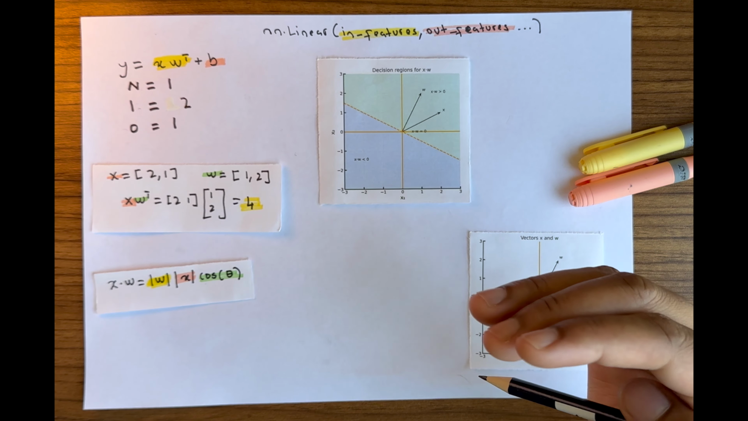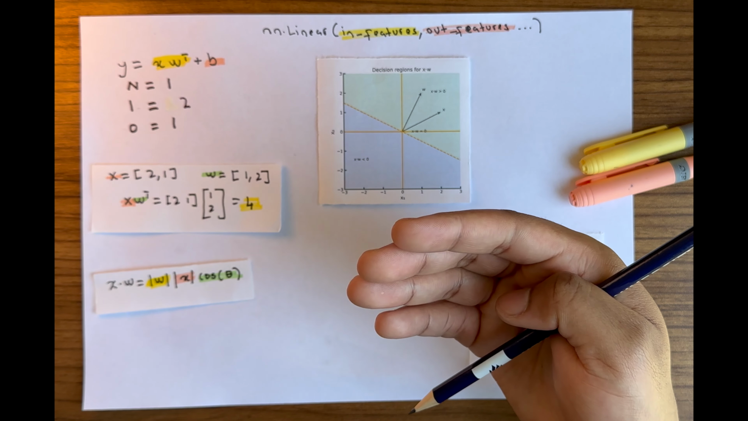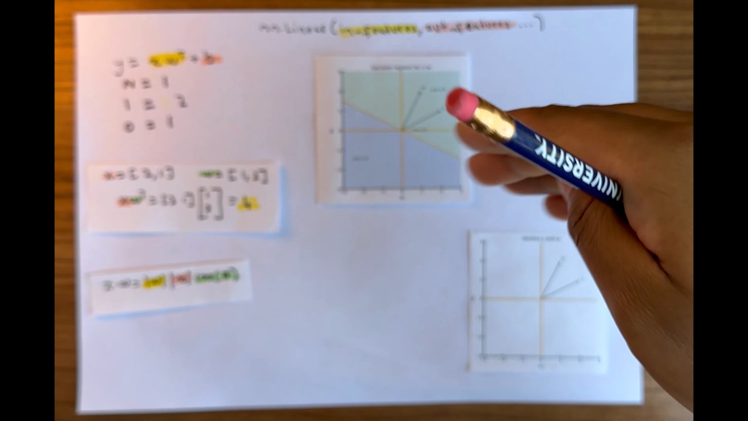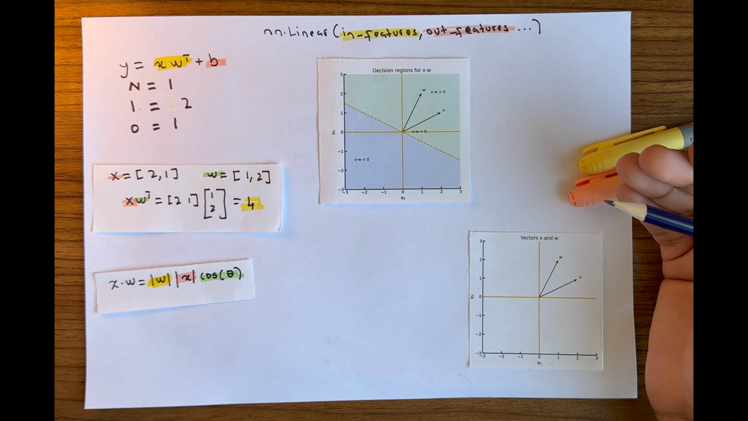And finally, we should maybe ask ourselves these important questions. Since in neurons we are really measuring alignment, do we really need full computations? Can alignment be computed with simpler operations? Or maybe could we approximate the dot product more efficiently? So really these are the kind of questions we can ask ourselves if we want to build more efficient algorithms.